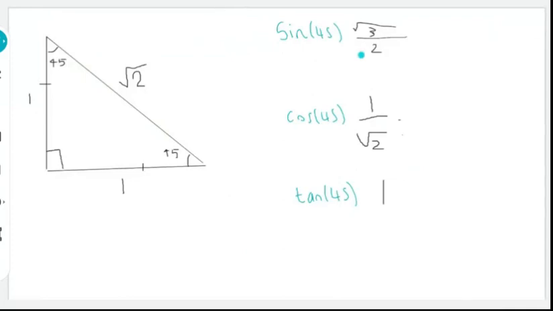Okay, so someone's put cos 45 as 1 over root 2. So 45, and you've got the adjacent over the hypotenuse. Equally, you could have used this 45 and this adjacent over the hypotenuse. Comes out to be the same. Tan 45, yes, 1 over 1, because the opposite and adjacent are both 1. But sine 45 is still not quite right.